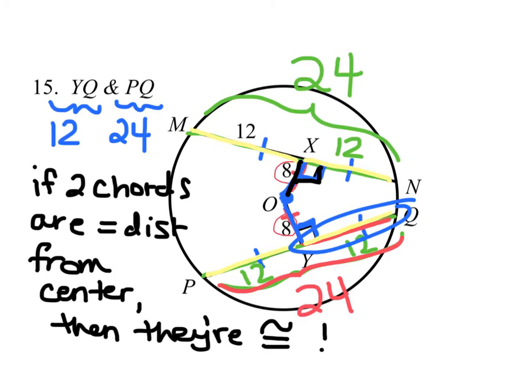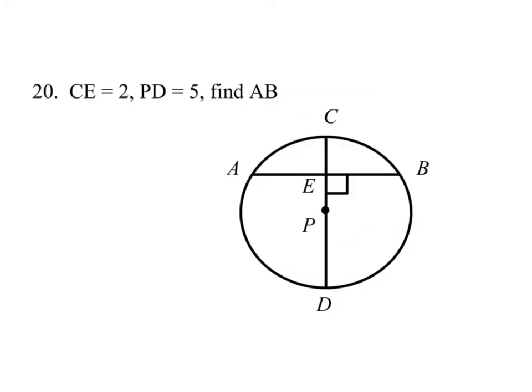Moving on to the next one. Here we have number 20. Number 20 is a good problem. We're given that CE is 2. We're also given that PD is 5. Find AB. Love this. I'm looking for this whole chord.